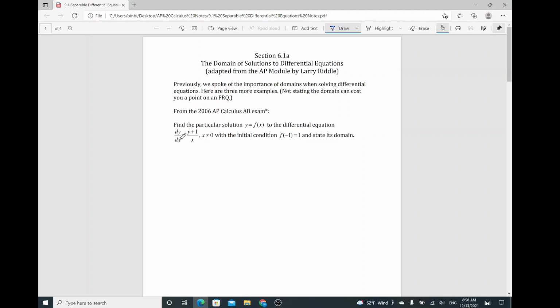Anytime you see the variables lining up in a kind of rational form, we can always separate the variables. Let's try to cross multiply. So we get dy times x equals y plus 1 times dx. Then you want to group the y terms together, so I can divide both sides by y plus 1, and on the other side divide by x.